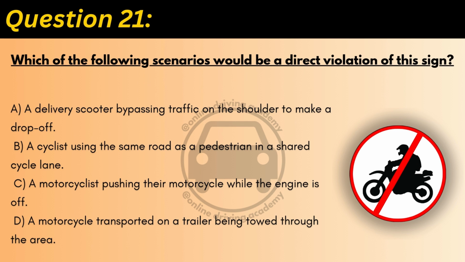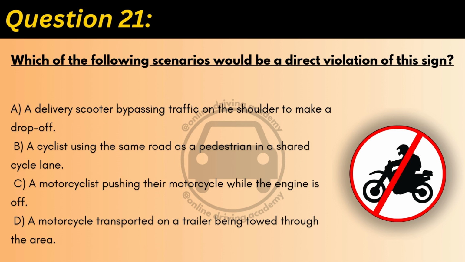So question 21. Which of the following scenarios would be a direct violation of the sign? Now we can see that this is going to be a motorcycles prohibited sign, right? So is the correct answer option A, a delivery scooter bypassing traffic on the shoulder to make a drop-off? Is it option B, a cyclist using the same road as a pedestrian in a shared cycle lane? Is it option C, a motorcyclist pushing their motorcycle while the engine is off? Or is it option D, a motorcycle transported on a trailer being towed through the area?